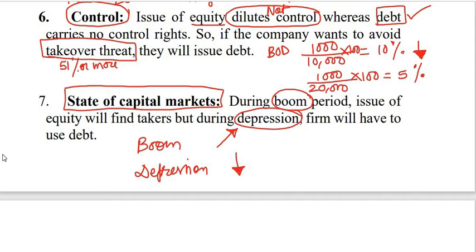So as a finance manager you have to see what the condition of the capital market is. During a boom period, people will be ready to buy shares. They are in the mood to buy shares. So you should offer equity at that time. But during a depression period, when share prices are declining, people don't want to invest money in equity. They prefer to invest their money in something which is safer. So in that case, you should issue debt in the market.